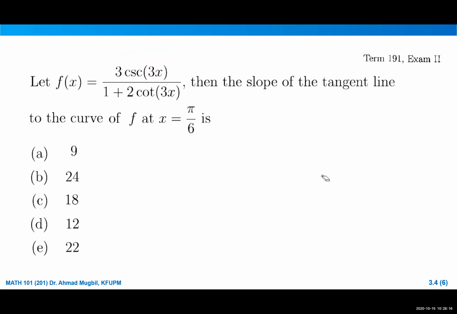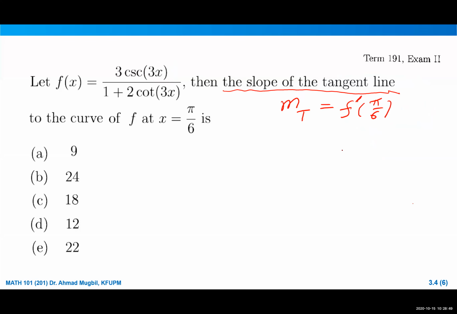Now, how to find the derivative of this function? Do we need to differentiate? What is the question? The question is, find the slope of the tangent line. What is the slope of the tangent line? I usually prefer to call it m sub t, the slope of the tangent. Do you know that the slope of the tangent at a point is equal to the derivative of that function at that point, okay?